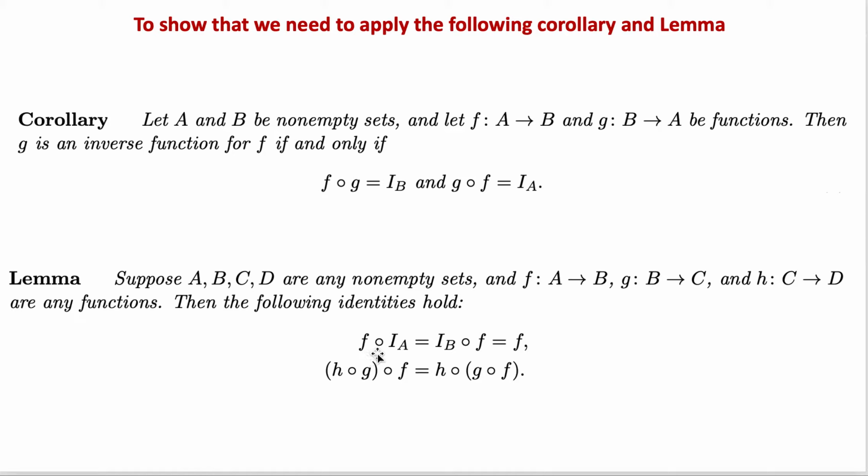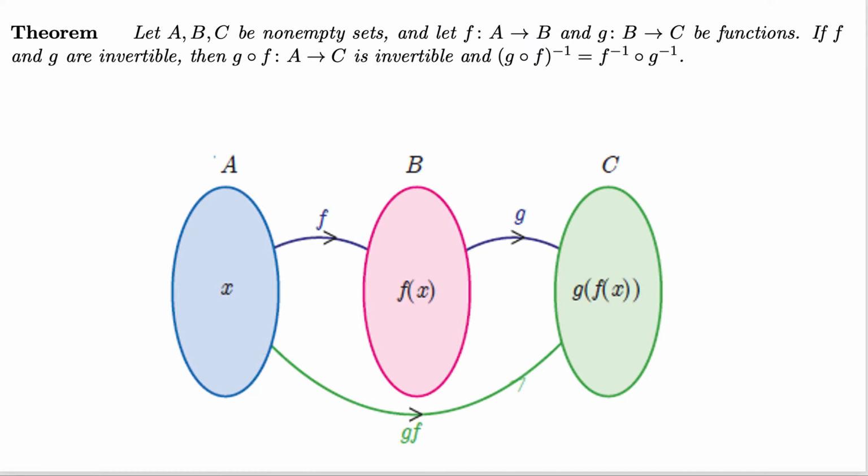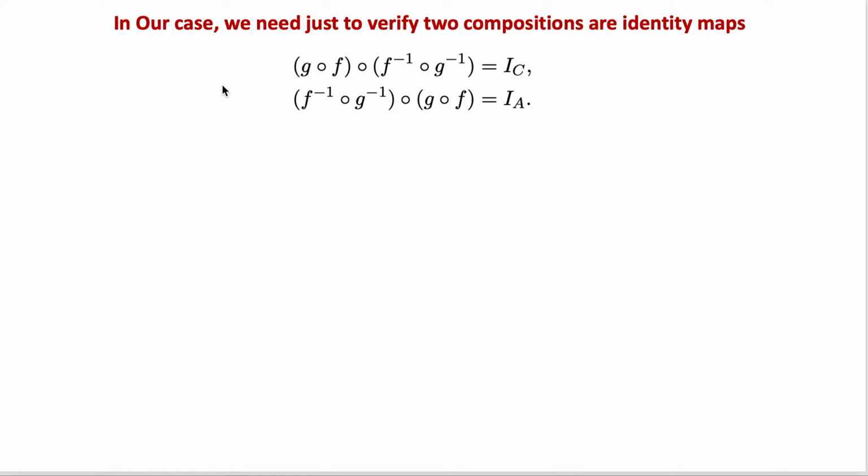The function f composition with the identity of A is equal to the identity of B composition with f, which is f. So this is identity: whatever we multiply with the identity, we get itself. And here the associative property holds in the composition. To prove this theorem, in our case we just need to verify that those two compositions are identity maps. So how can we prove it?